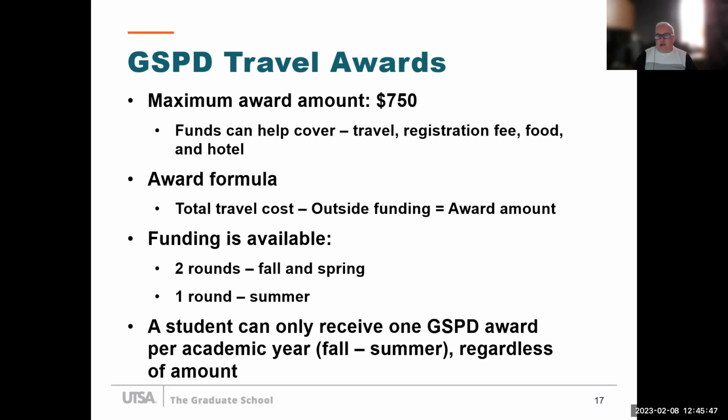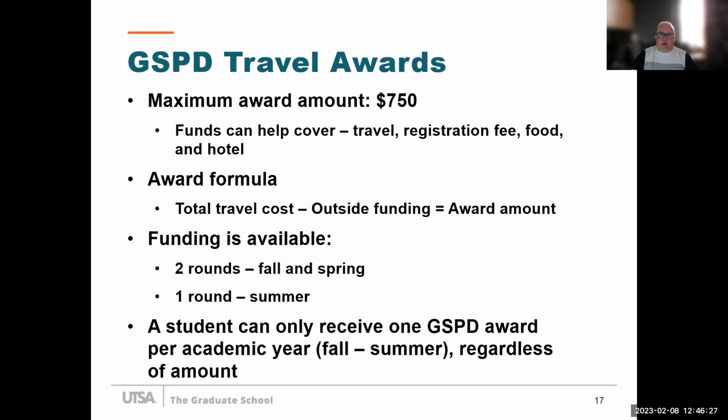The award formula. So how do we determine the amount? So is everyone going to get 750? No. Do most people get 750? Yes. But we have to take your travel cost. We have to look at outside funding. We ask you to report any outside funding, so a scholarship from UTSA, financial assistance from UTSA, or maybe a scholarship or a stipend from the conference you're attending. So we take those two pieces into consideration, your travel budget and outside funding, and that determines your award amount.